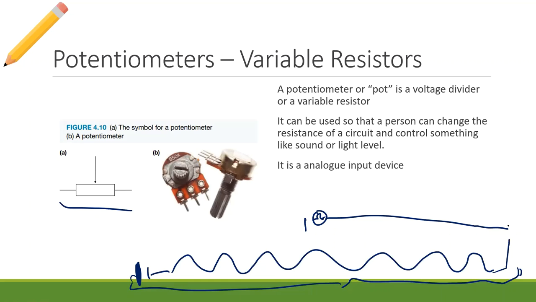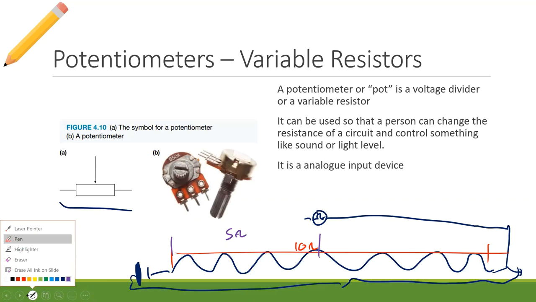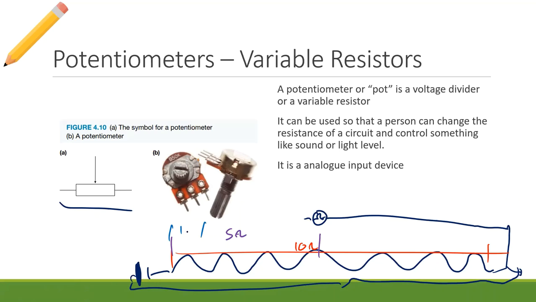Now, how does a variable resistor work? Well, this long wire is going to have some resistance in it. If you measure the wire from here to here, that's this big long part. Let's call that 10 ohms. But if I only measure the wire from here to here, that's 5 ohms. And if I only measure from, let's say, here to here, well, that's going to be only 1 ohm.